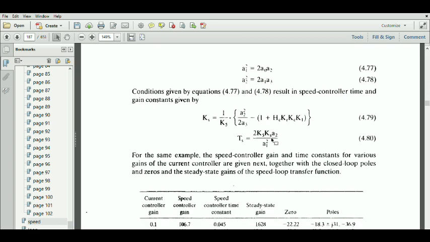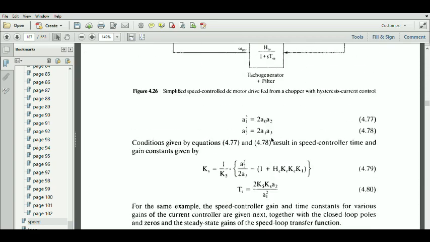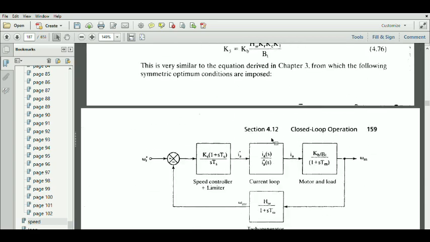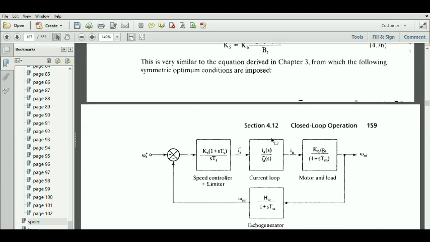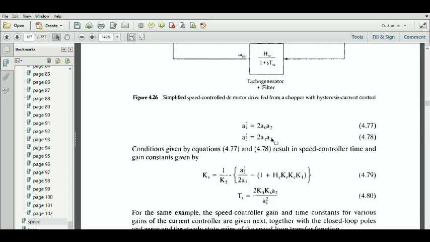Okay, this is the method of designing the speed controller for the DC chopper controlled motor drive.